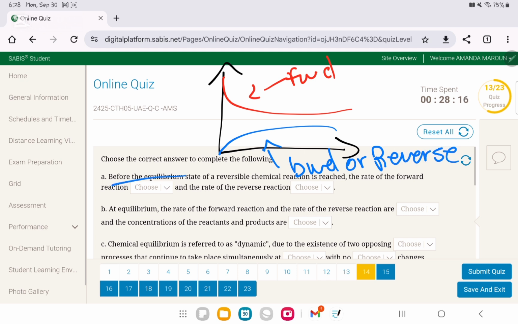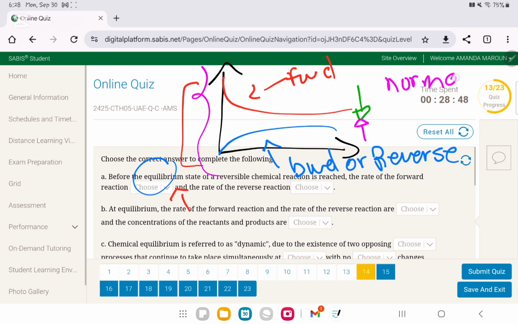Now, before the equilibrium happens, we need to reach equilibrium. So before we reach equilibrium, this is what our graph will look like. To reach equilibrium, what do we need to do? We need to decrease or lower the rate of the forward reaction, and we need to increase or raise the rate of the backward or reverse reaction. So it's all logical. Keep this graph in front of you. This is normal, not equilibrium.